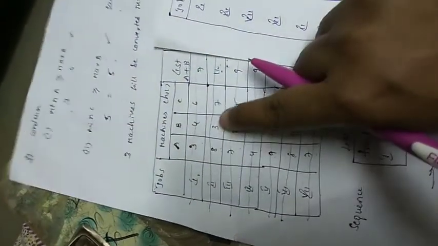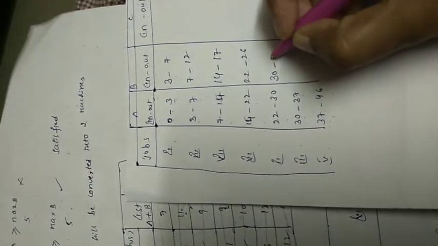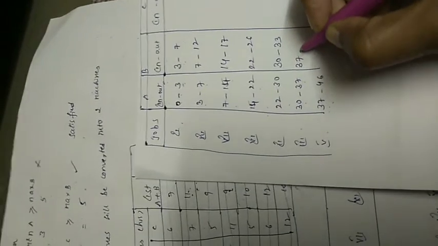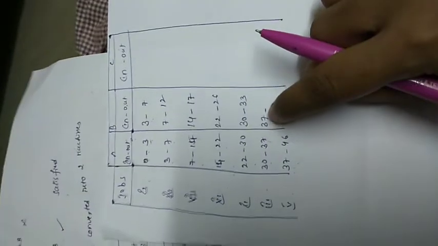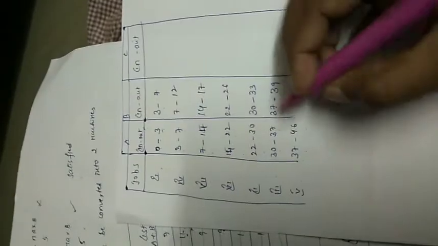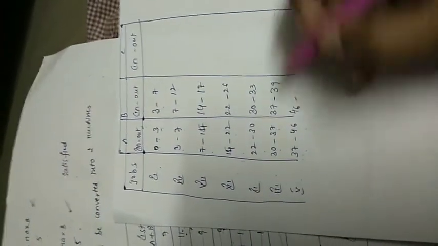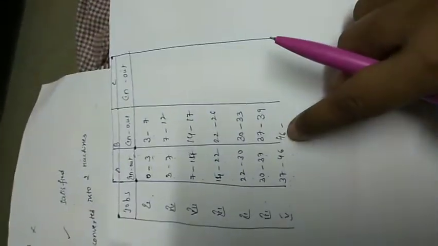The second job for B mission is 3. 30 plus 3 is 33. 37 and 33, which is highest? 37 is highest. The third job for B mission is 2, so 37 plus 2 is 39. 46 and 39, which is highest? 46. The fifth job for B mission is 1, so 46 plus 1 is 47.